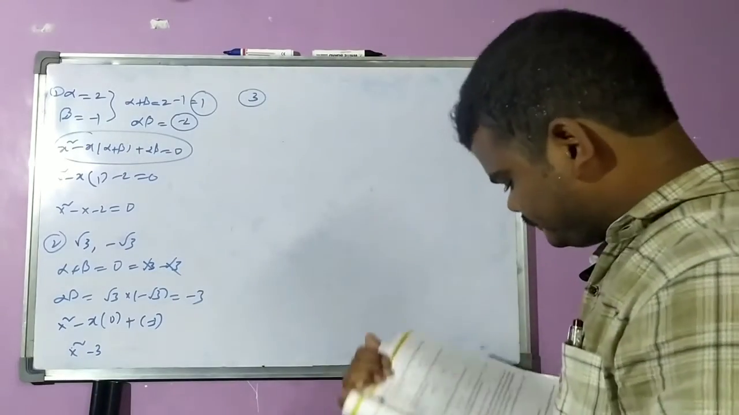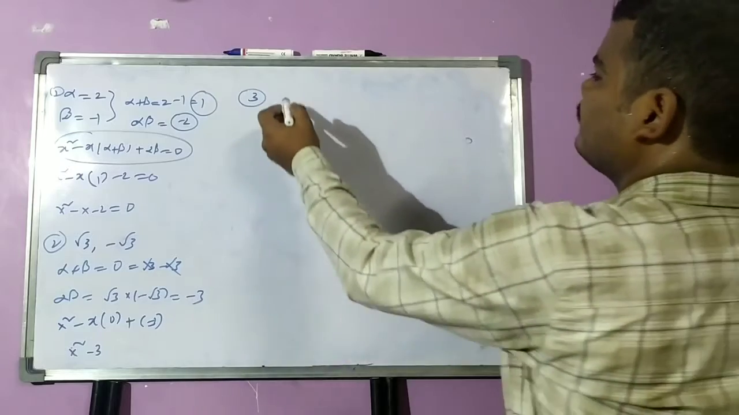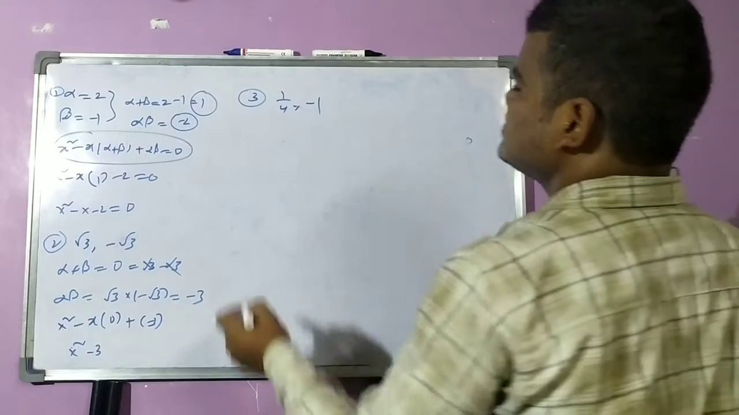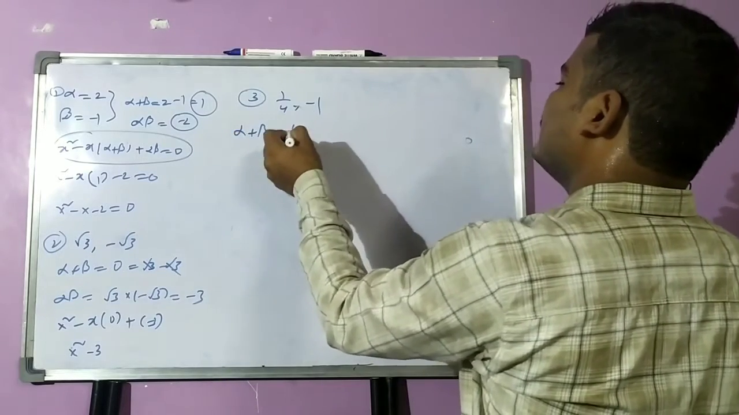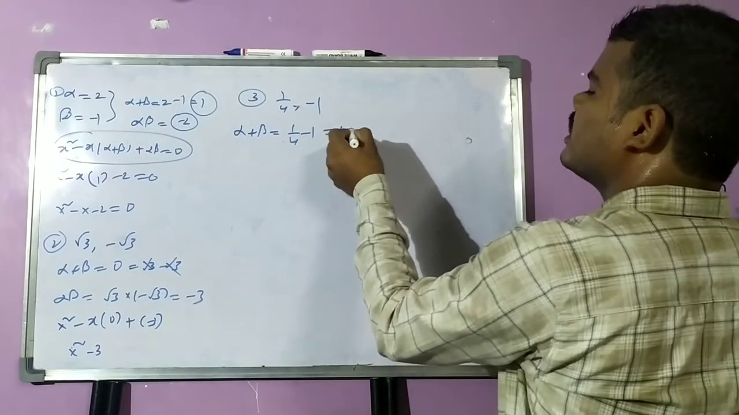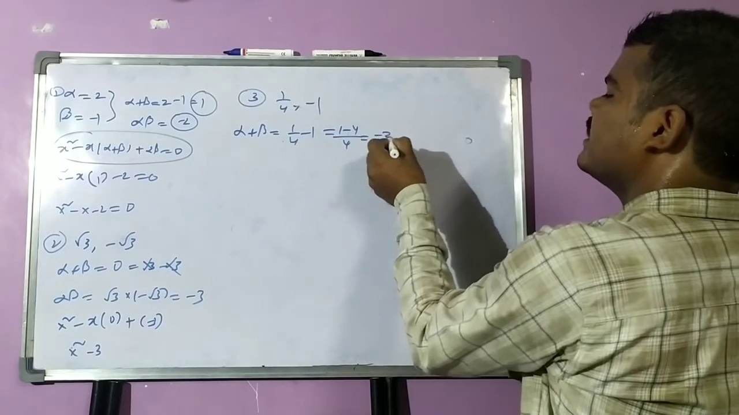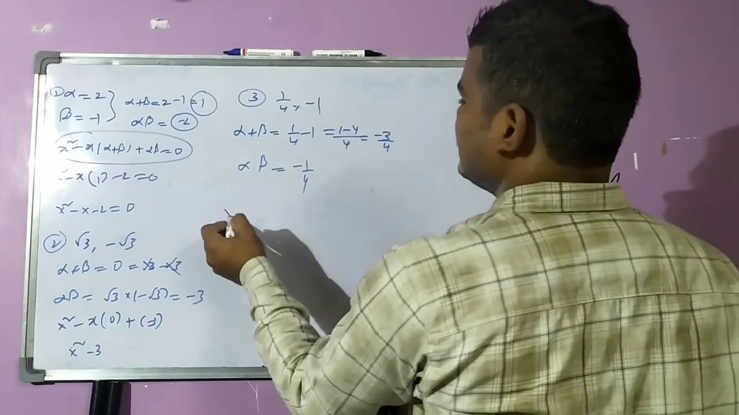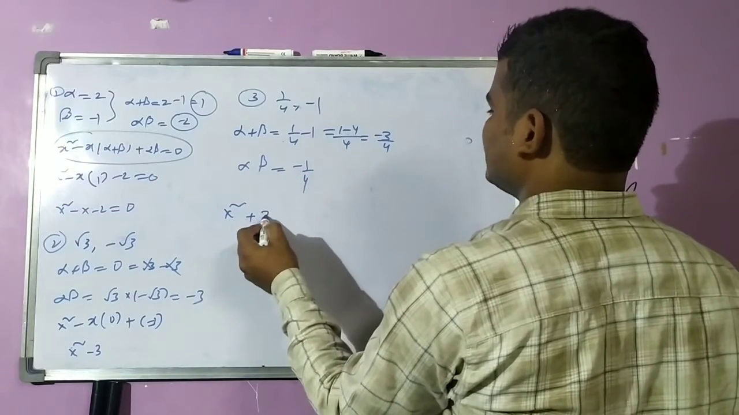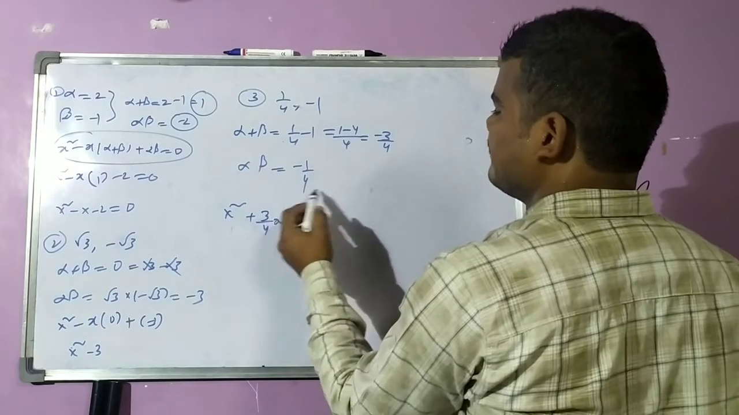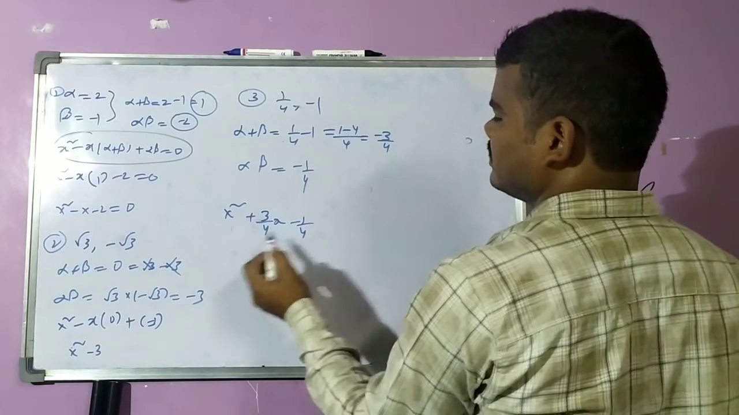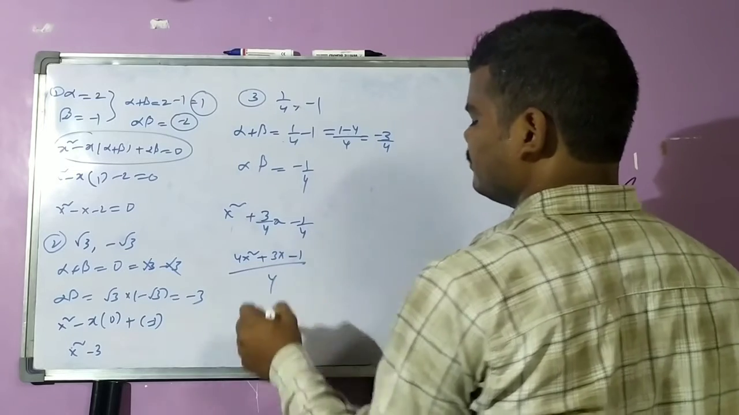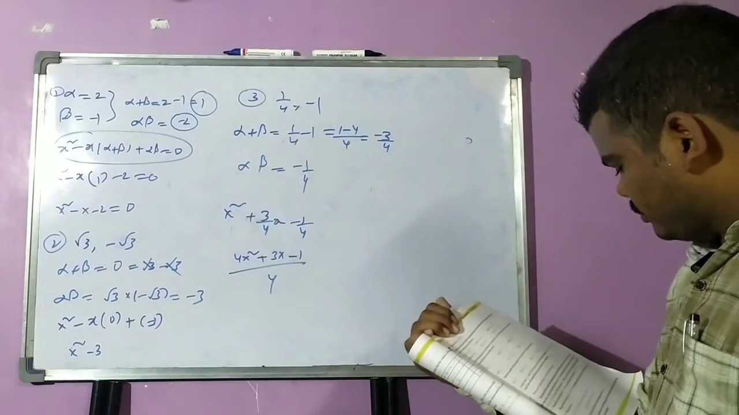Third one. 1 by 4 comma minus 1. See, what is alpha plus beta? 1 by 4 minus 1, which is 1 minus 4 by 4, that is minus 3 by 4. Alpha into beta is minus 1 by 4. So x square minus of minus 3 by 4 into x, plus the product, which is minus 1 by 4. So 4x square plus 3x minus 1 by 4 is the final polynomial.